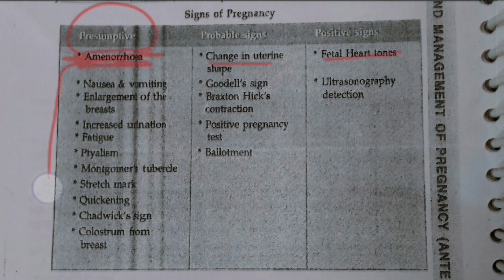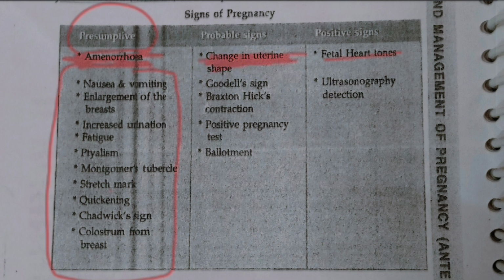At the time of pregnancy, the patient does experience some signs and symptoms like vomiting, nausea and all, and those complaints are nothing but preconceptive signs. Next, what is probable sign? When the patient comes to hospital, the doctor examines the patient, right? So at the time of examination, if the doctor sees any signs and symptoms, those are considered to be the probable sign.